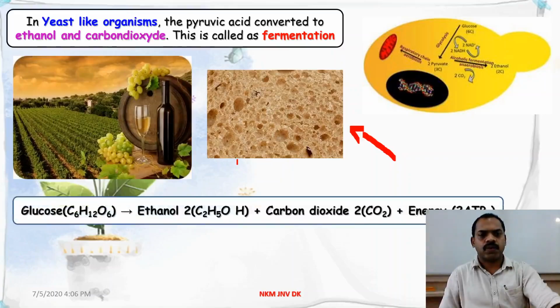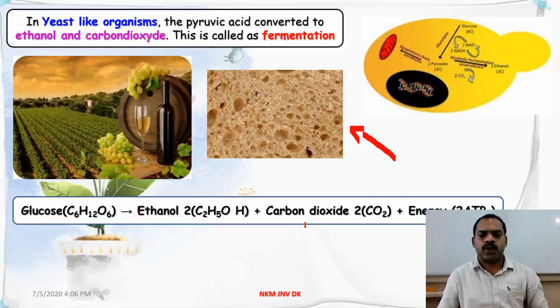Okay, so you can see the chemical reactions here. Glucose to pyruvic acid, and from pyruvic acid into ethanol, carbon dioxide and energy. 2 ATP molecules of energy are produced. This is what is called fermentation, or alcoholic fermentation. It is one of the important types of anaerobic respiration.